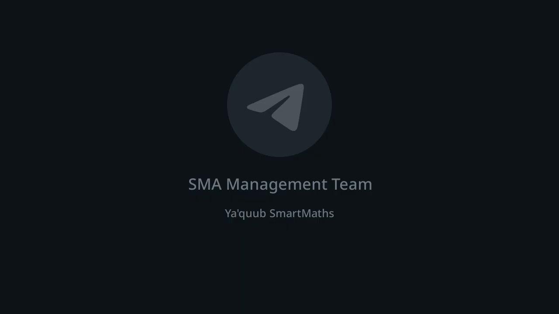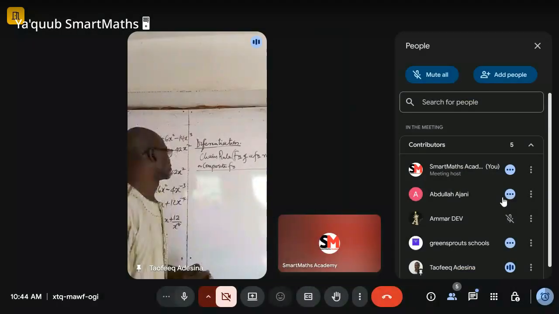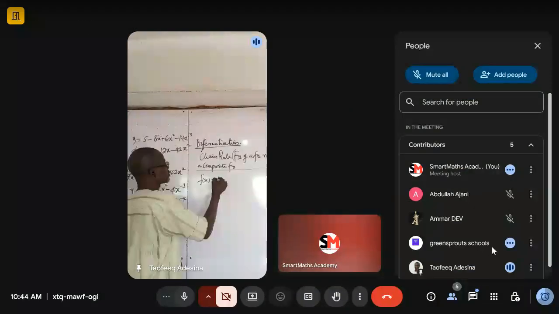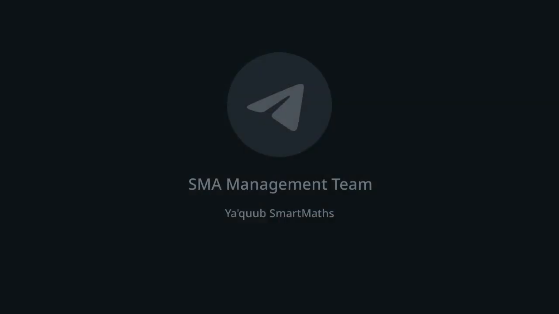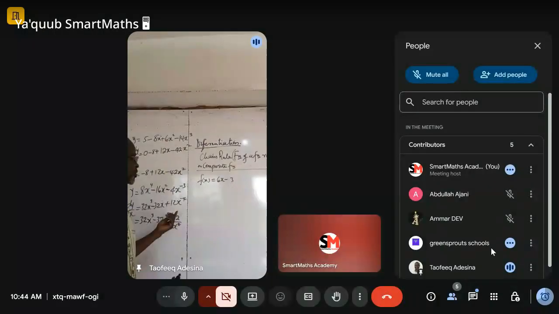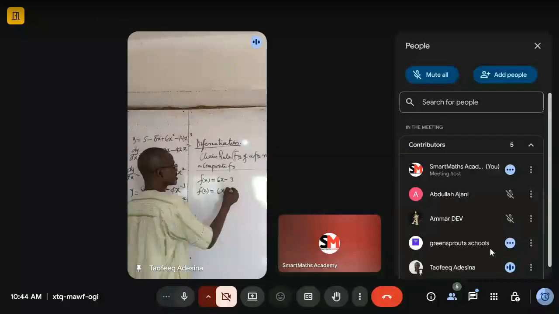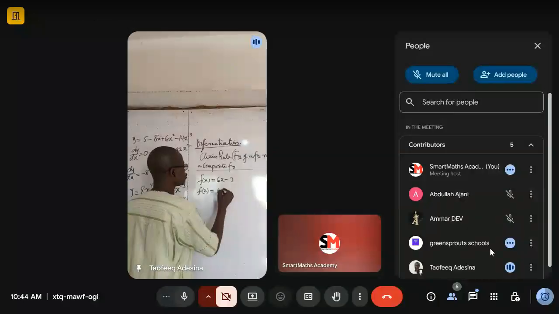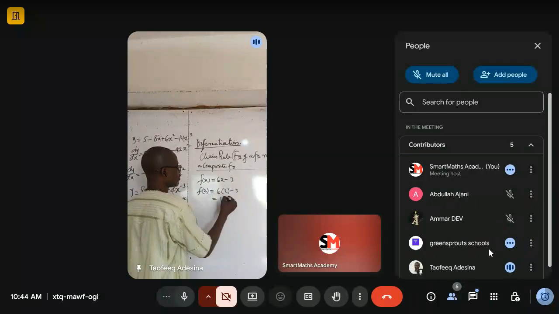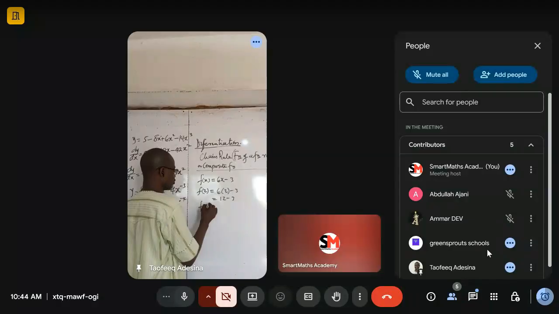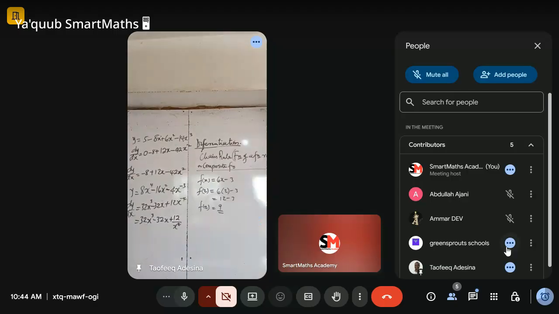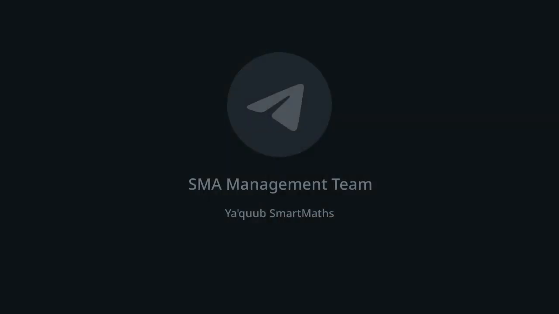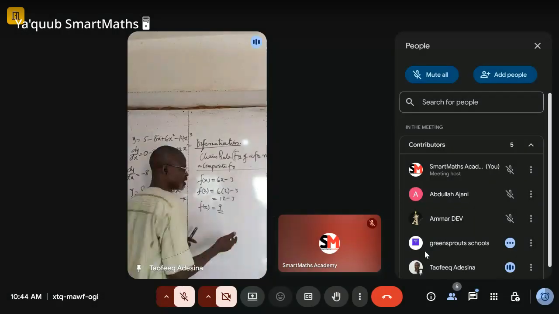In that function, they will say f of x equals 6x minus 3, like I told you the other time. They can say find f of 2, which equals 6 times 2 minus 3, which is 12 minus 3. So f of 2 equals 9. This is what you call a function. When you say composite function, you put a function in a function.